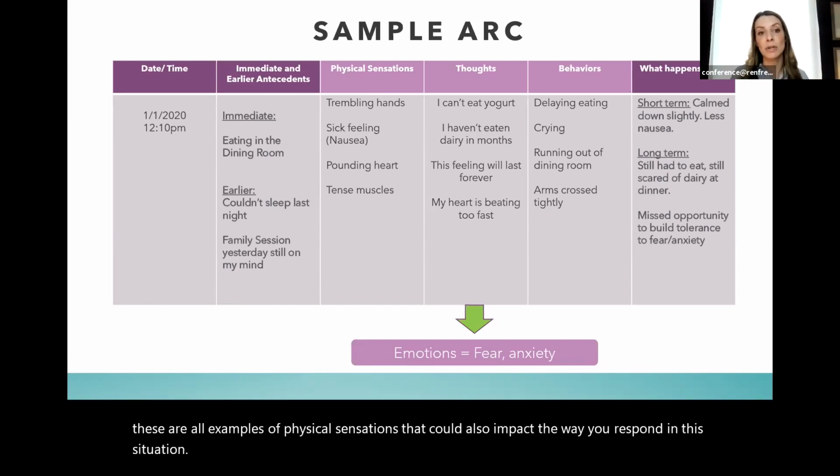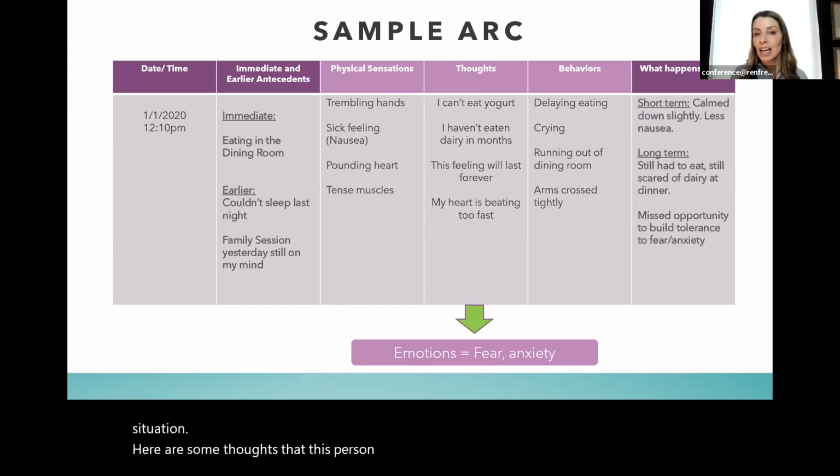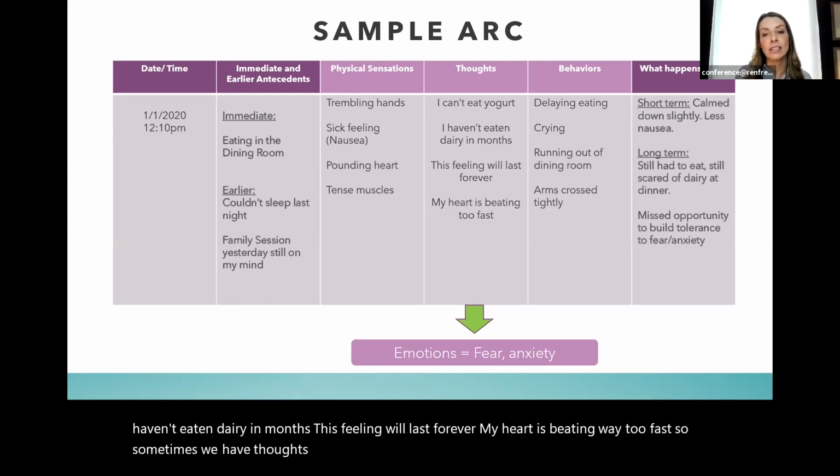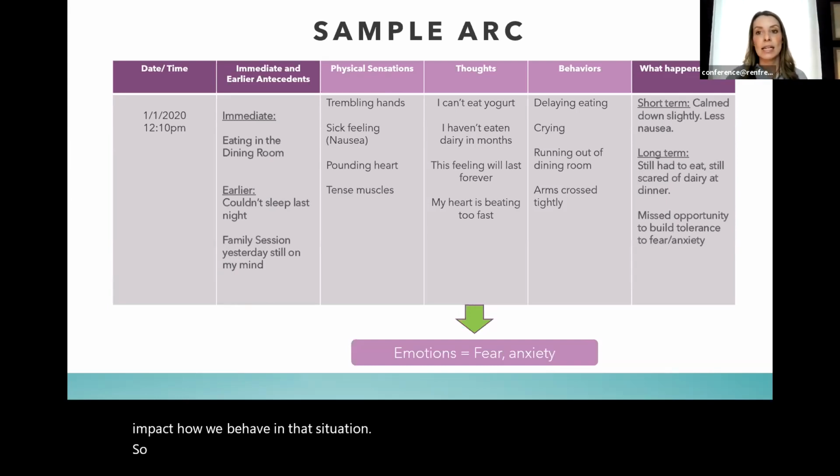Here are some thoughts that this person had eating in the dining room. I can't eat yogurt. I haven't eaten dairy in months. This feeling will last forever. My heart is beating way too fast. So sometimes we have thoughts about our physical sensations that may or may not be true, that impact how we behave in that situation. So the behaviors that this person noticed, they noticed that they delayed eating.